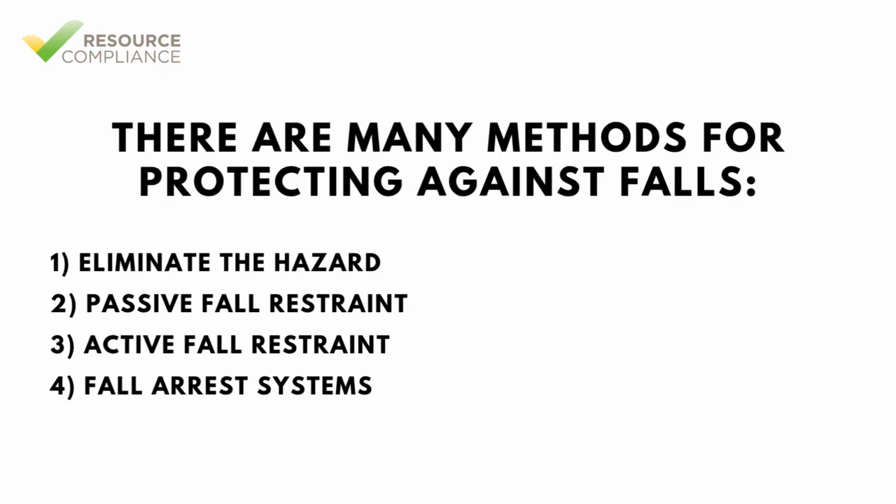If restraint is not an option, a personal fall arrest system, or PFAS, consisting of a full body harness, lanyard, and secure anchor point rated for 5,000 pounds per person, can be used to arrest a fall. Restricting access to areas where fall hazards exist is the final category of fall protection.